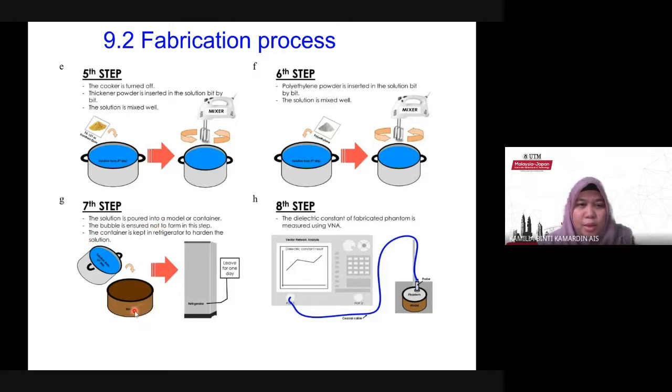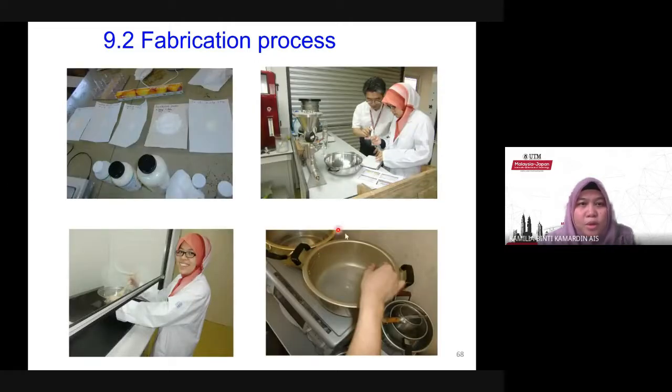Okay, so once we already have this solution, we have to pour it inside a mold or a container, and we have to be very careful to ensure that no bubbles are formed in this step. And then we will put this inside a refrigerator to harden the phantom. And then the next step is the measurement of the dielectric constant, to check the electrical properties of permittivity, conductivity, and loss tangent, whether the fabricated phantom really mimics the tissues or not.